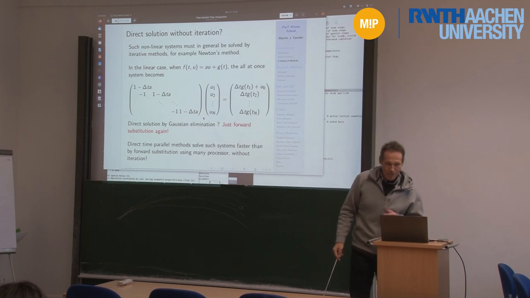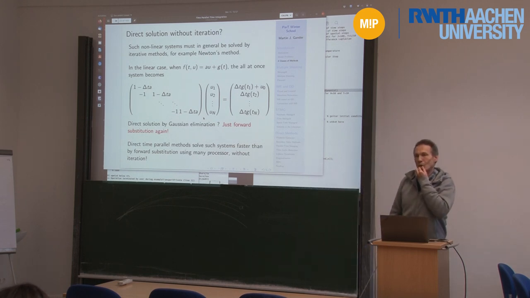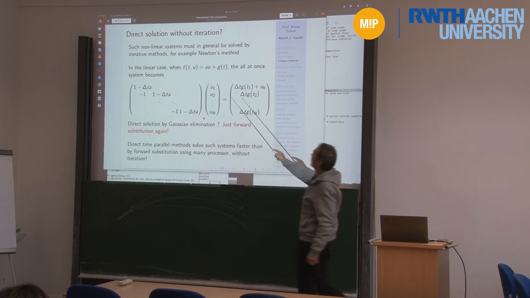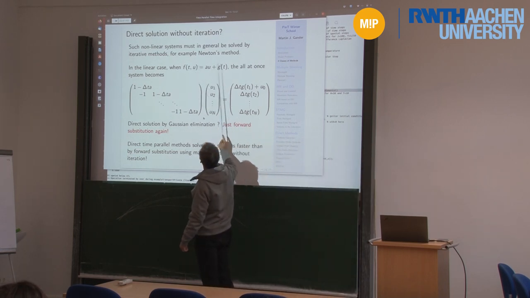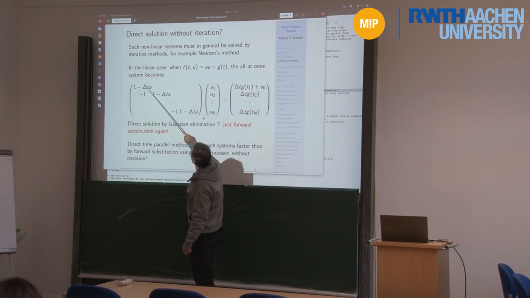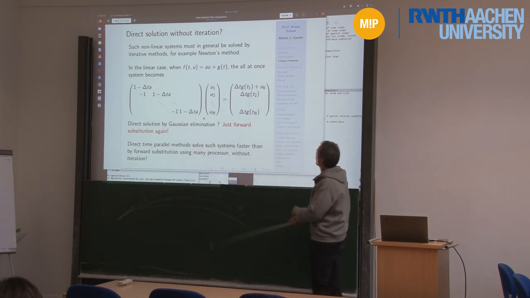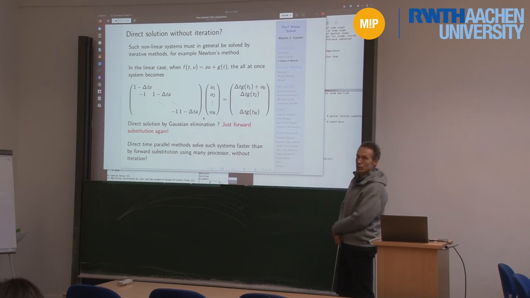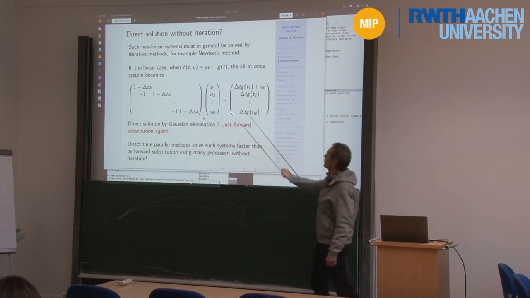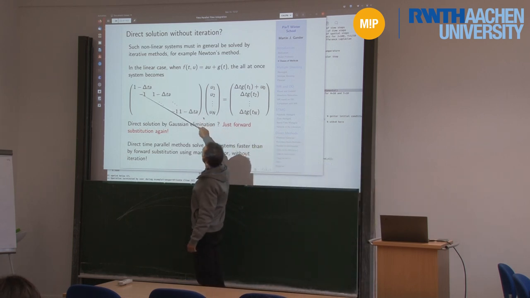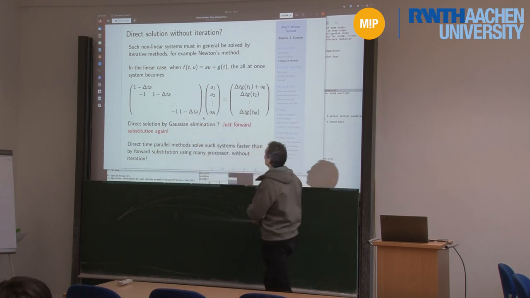But I could assume I have a linear problem and do this. So if I replace my nonlinear function by a linear problem, and I write all these systems at once, then I indeed get a linear problem. So how do you solve linear matrix equations? Do a Gaussian elimination or something, LU factorization. But this is already a lower triangular matrix. So if I want to solve this by a direct method, this is a lower triangular matrix. I just do forward substitution. So I solve one after the other. This is, again, time stepping.